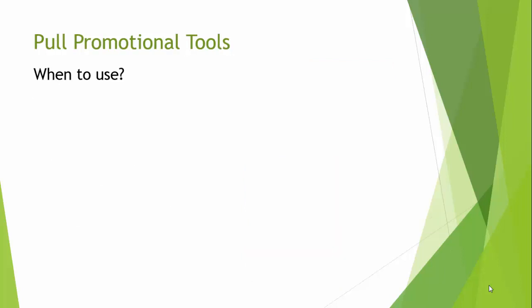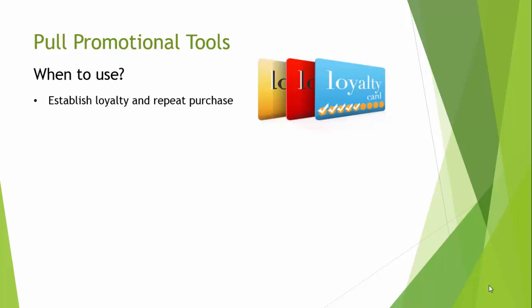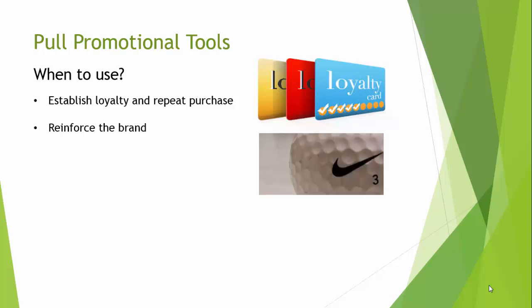You use pull strategies a little bit differently to establish loyalty and repeat purchase. Obviously, a loyalty program is the perfect way to do that. Reinforcing your brand is a great way to draw more people into, for example, a new area. For Nike, they got into the golf product industry later. Titleist had primary share. But because of the strength of the Nike brand, putting a swoosh on a golf ball went a long way in drawing consumers into golf retail outlets to purchase Nike branded products.